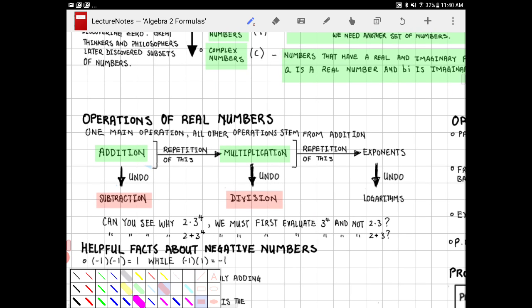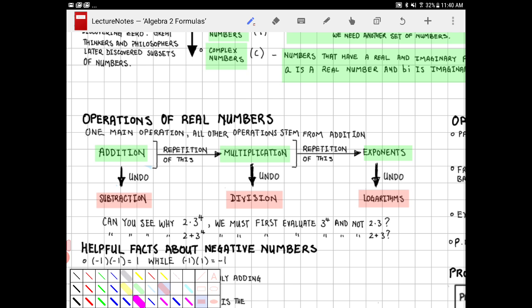And then as our maturity and understanding of these operations grows a little more, are there repetitions of this operation of multiplication? As a matter of fact, there is, and we refer to that as exponents. And then how do we undo exponents? This is something new that you're going to study in this course. To undo this last operation, we're going to have to perform something called a logarithm.